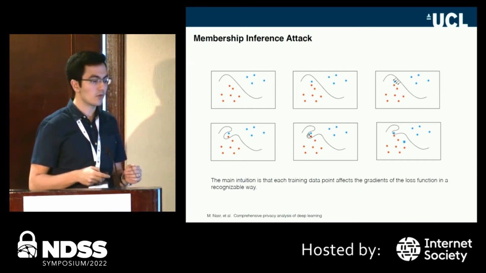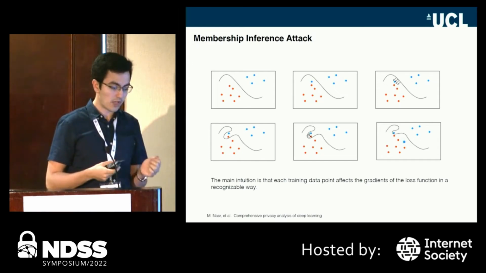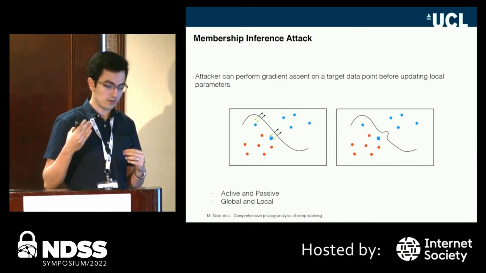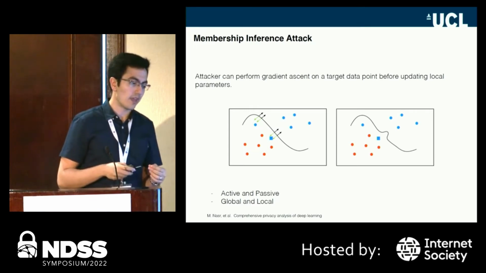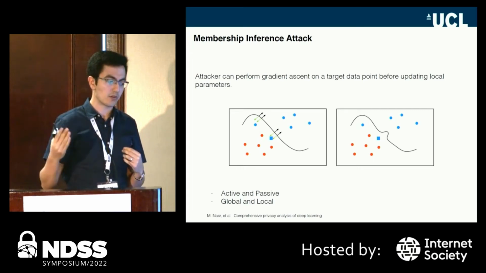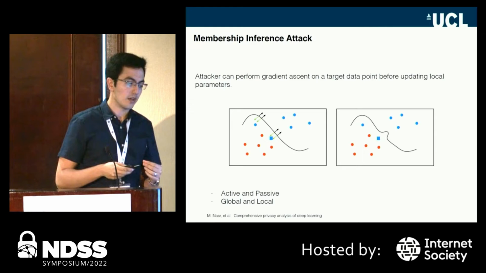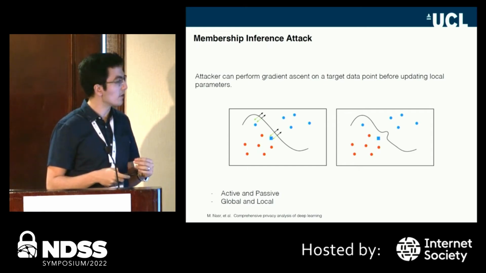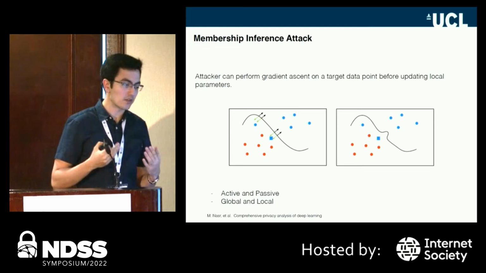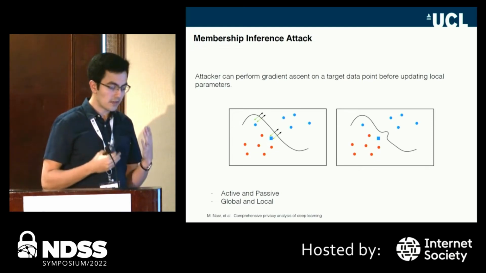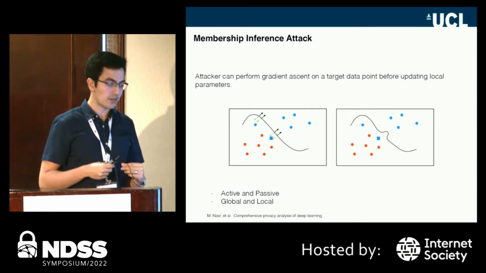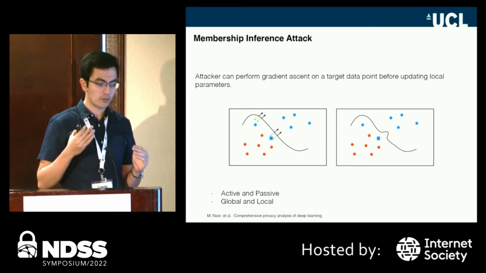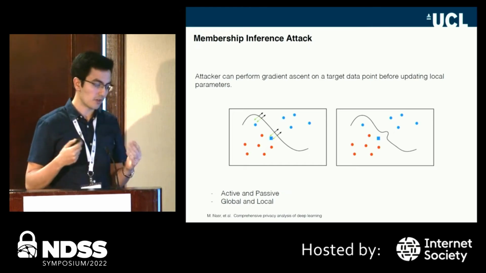However, if there is a new data point which doesn't belong to the class, nothing would happen. So the adversary basically performs gradient ascent instead of gradient descent on the data points that it wants to infer the membership of. And then it observes if there's any reaction from the participants against such action. If there is no reaction, basically the curve would end up like this, and it knows that the point doesn't belong to the training data set. And then they have different variants of this attack, active and passive, global and local. I'm not going into the detail, but the idea is who performs the attack, like the server or participant, and so on.